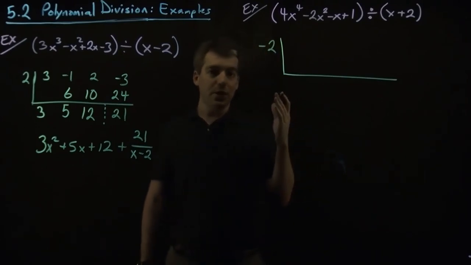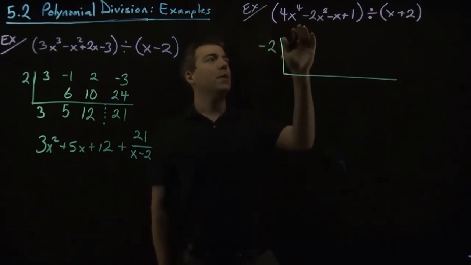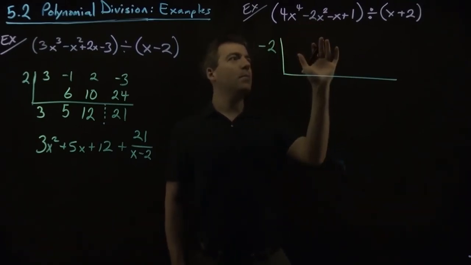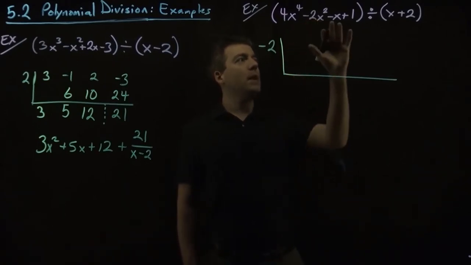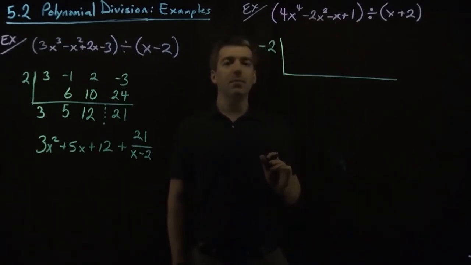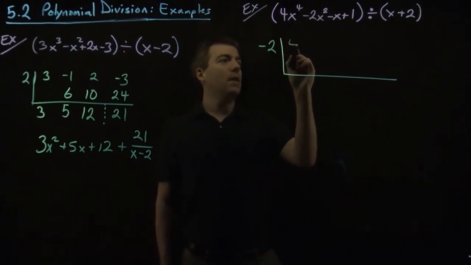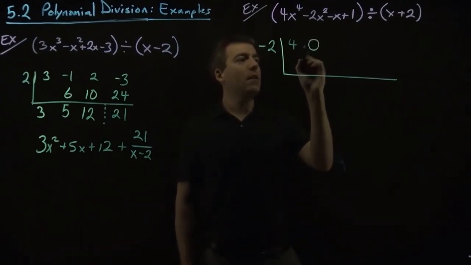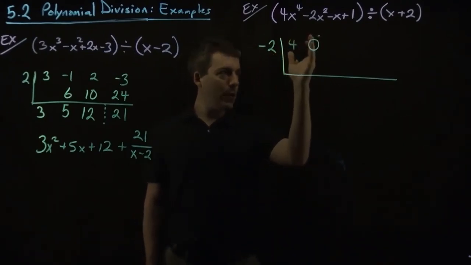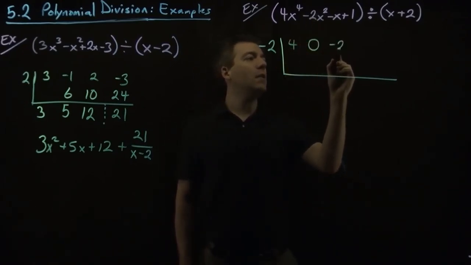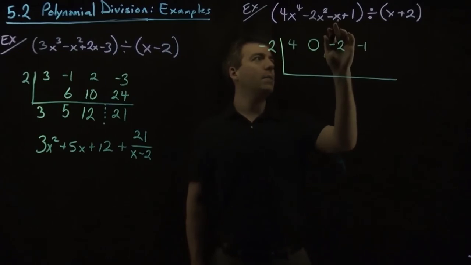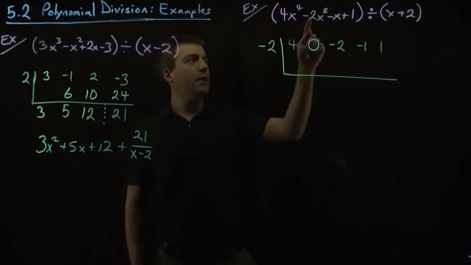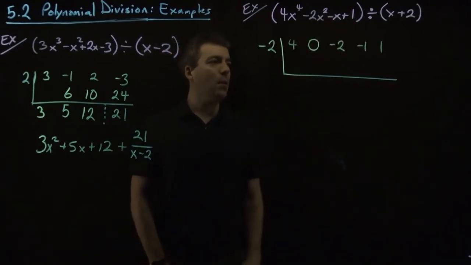All right, and now we list the coefficients in descending degree order. So we've got a 4th power term, well, there's no x cubed term. We've got an x squared term, x to the 1st, and the constant term. So we have 4 for the x to the 4th term. There is no x cubed term, so we need a 0 there to keep that placeholder. So 4th power, 3rd power, 2nd power, -2, 1st power, -1, and constant, 1. So 4, 0, -2, -1, and 1.